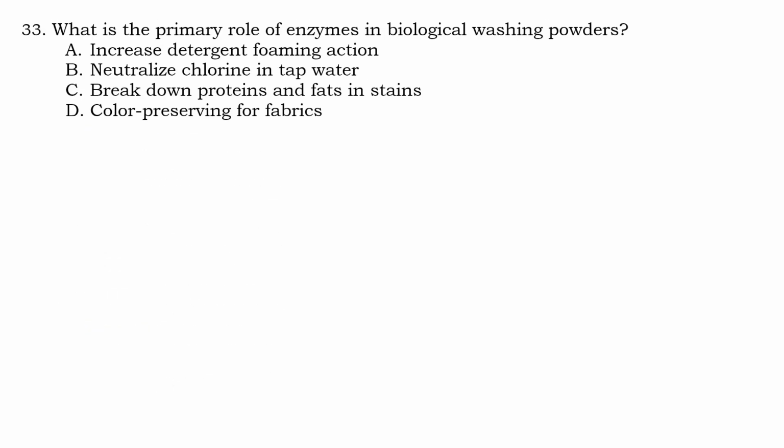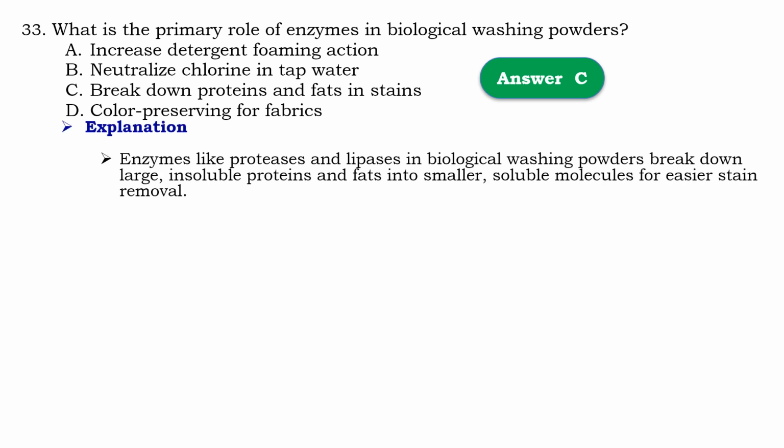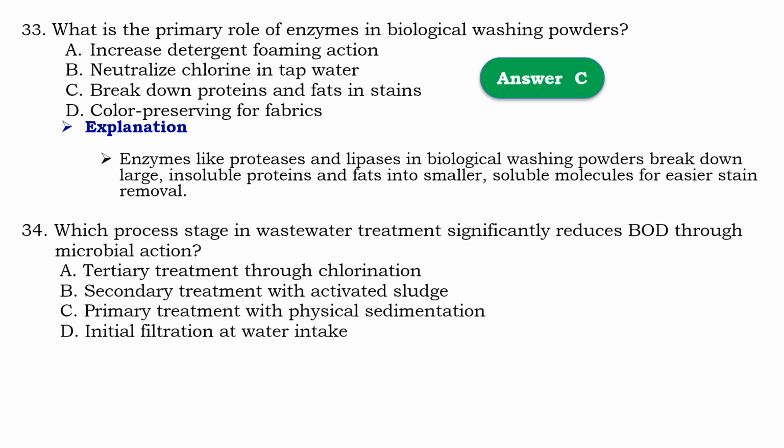Question number 33. What is the primary role of enzymes in biological washing powder? የኢንዛይሞች ጥቅም biological washing powder ውስጥ ያላቸው ምንድነው ይላል? So the answer should be C, break down protein and fat in stains. Means that enzymes like proteases and lipases in biological washing powder break down large insoluble proteins and fats into smaller, soluble molecules for easier stain removal.